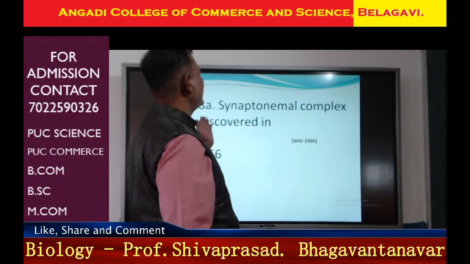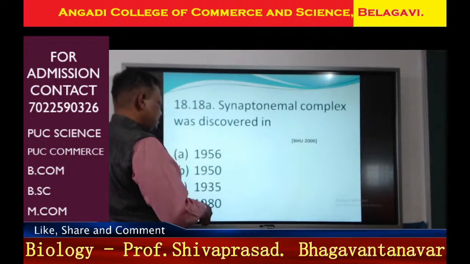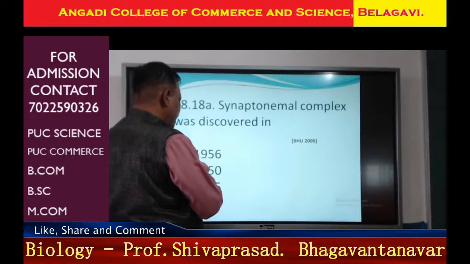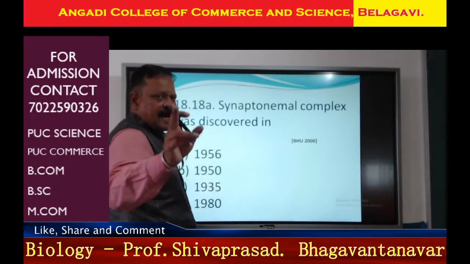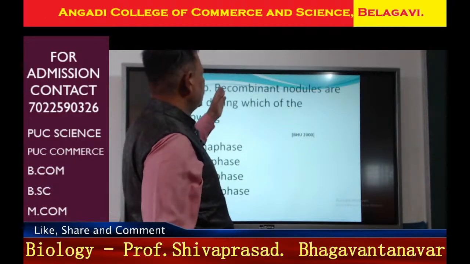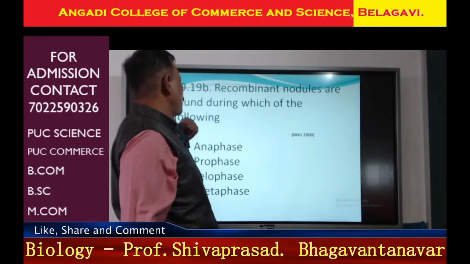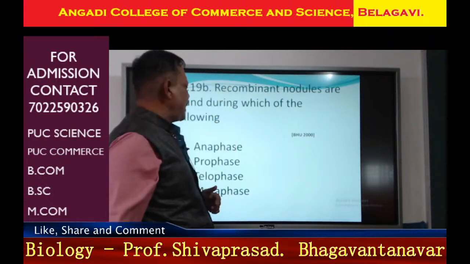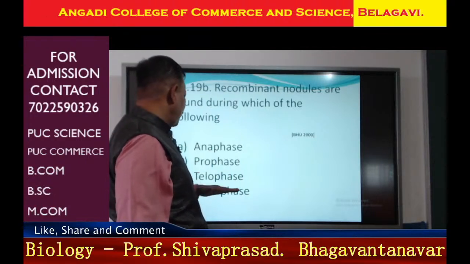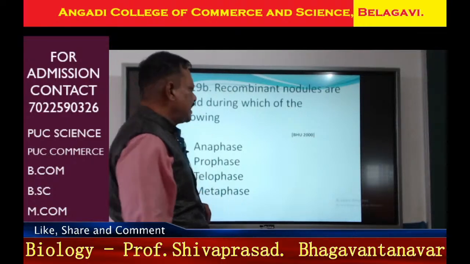The synaptonemal complex was discovered by, who discovered it? Now, when was it discovered? 1956, 1950, 1935, 1980. 1956 is the correct answer. Next. Recombination nodules are found during which of the following? Okay, just see, anaphase, prophase, telophase, metaphase. It is found during option B, prophase. Next one.